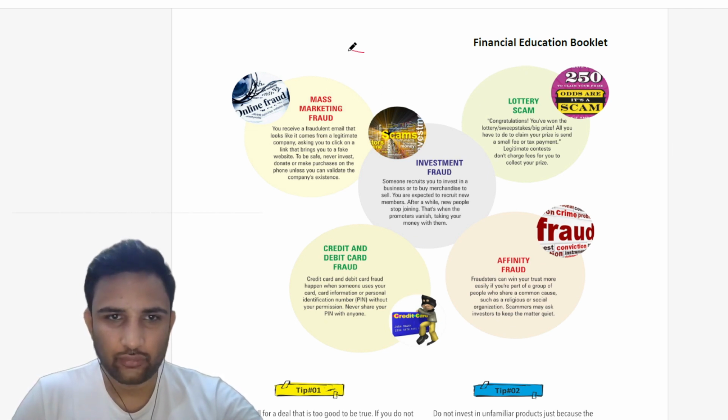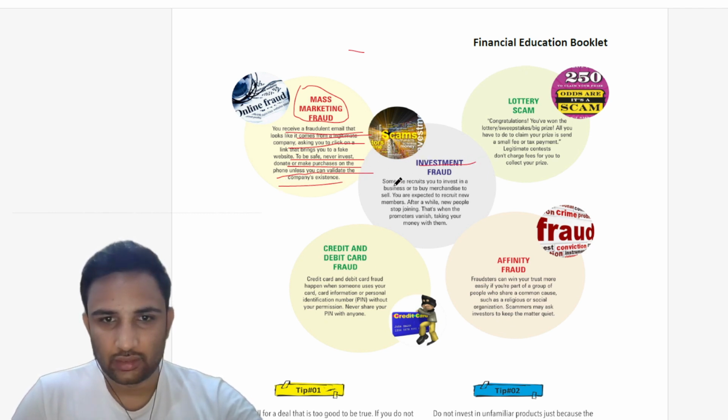There are different types of fraud. The first one is mass marketing fraud. You receive a fraudulent email that looks like it comes from a legitimate company, asking you to click on a link that brings you to a fake website. To be safe, never invest, donate, or make purchases on the phone unless you can validate the company's existence.